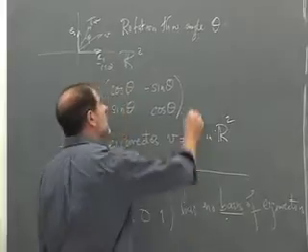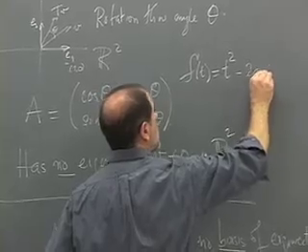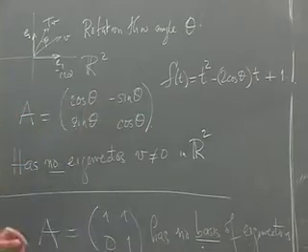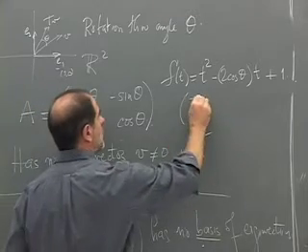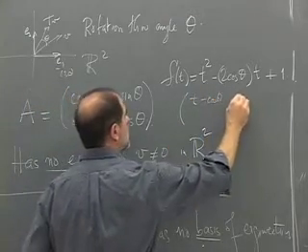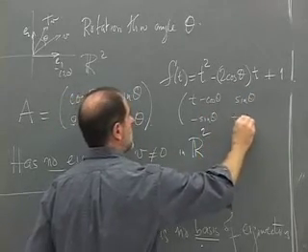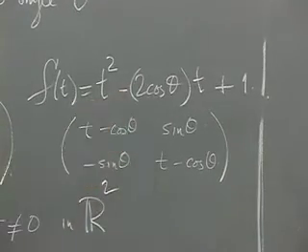In this case, the characteristic polynomial looks like this. f of t is equal to t squared minus 2 cosine theta times t plus 1, because we have to calculate the determinant of t minus A. So t minus A looks like the matrix t minus cosine theta, sine theta, minus sine theta, t minus cosine theta. If you take the determinant of this, you get this. You've got to just believe me.